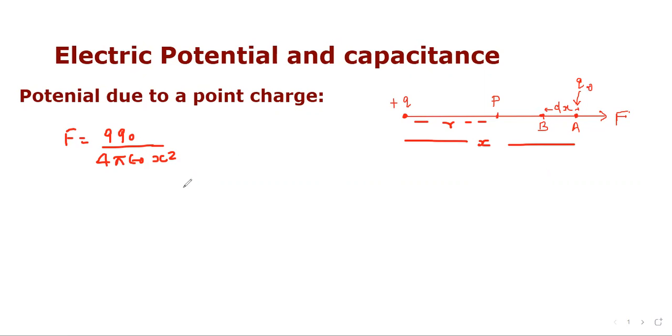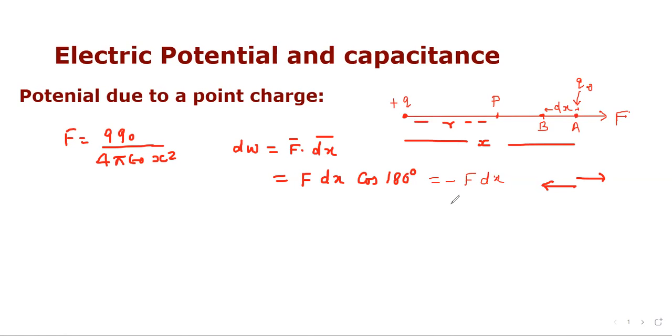So let's write that work dW. So dW will be F dx cos theta, and here theta between force and displacement is 180 degrees. Force is in this direction and displacement is in this direction, so theta will be 180 degrees. F dot dx can be written as F dx cos 180 degrees, and we know that cos 180 degrees is minus 1, so we get minus F dx.